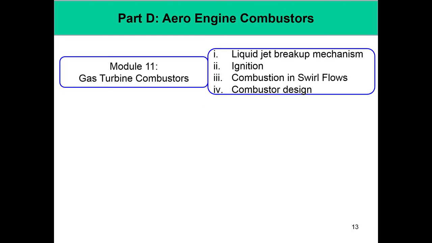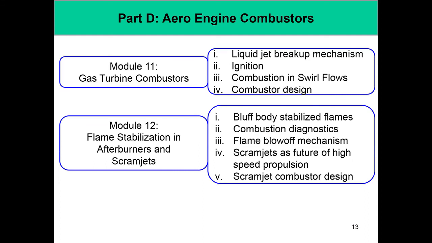And then in the final part we will cover gas turbine combustors. For example, first we will study atomization, ignition and combustion in swirling flows, and then the basic principles by which a gas turbine combustor is designed, and finally in module 12 the flame stabilization in afterburners and scramjets. So, here we will talk about bluff body stabilized flames, some parts of combustion diagnostics, and we will look into flame blow off mechanism, and then we will go into scramjets.